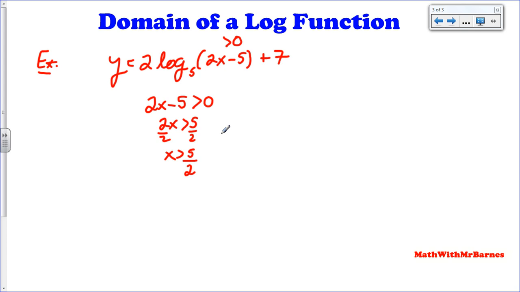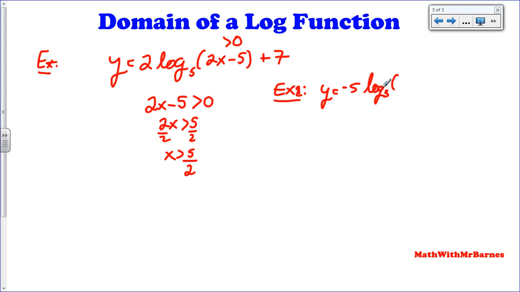A lot of times you might do this when you're stating the restrictions of a log function. But that's how you find a domain. Let's do another example. There is one more case that we have to be aware of. So let me do this example. Call it example 2. So y is equal to negative 5 log base 3.